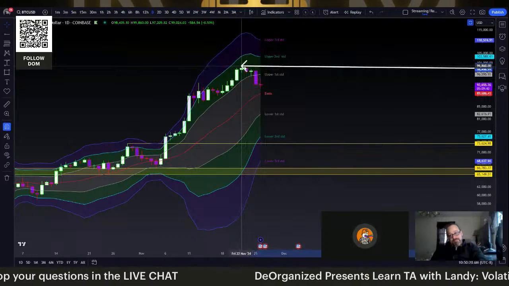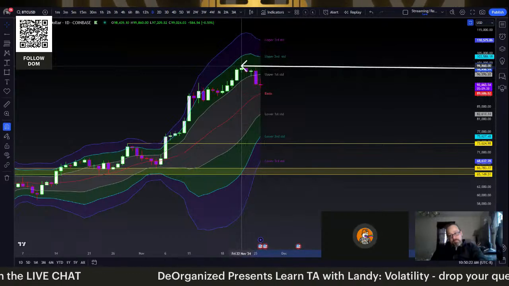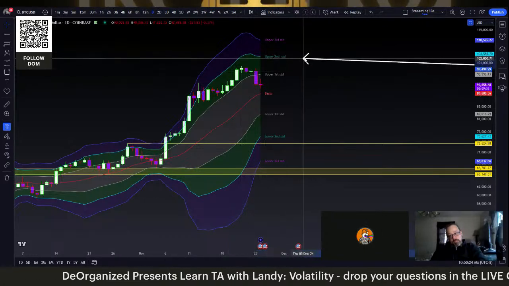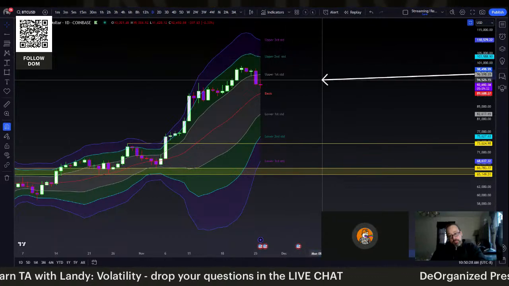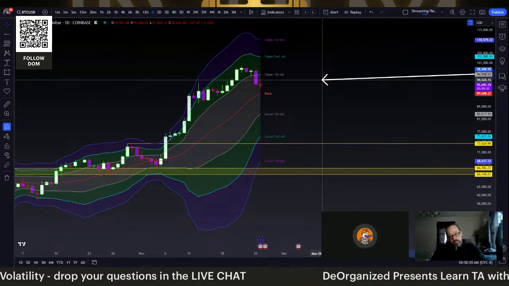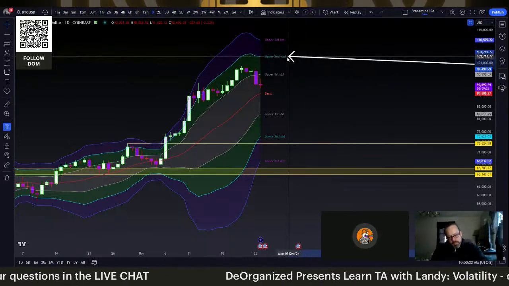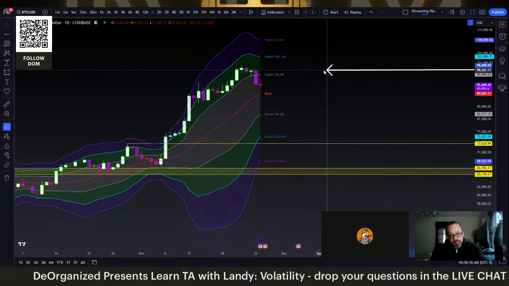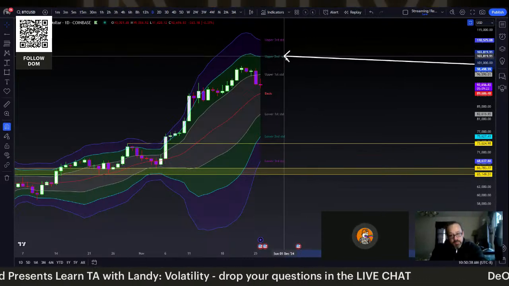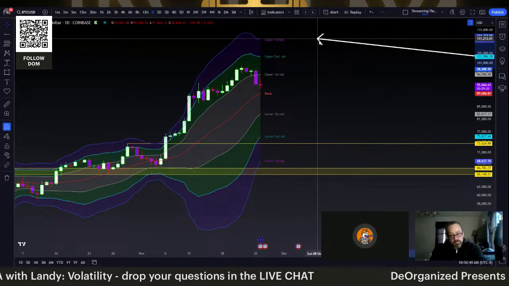Well, we would also need to see price trade above 99,860 to then go test the upper second standard deviation, $100,000 and above to 103. If we were to see closes back above there, then we look to the upper third as it's moving, right? Because this would then begin expansion back to the upside.